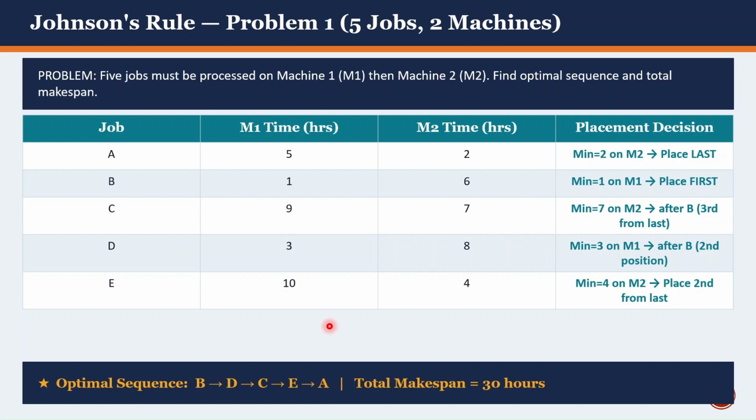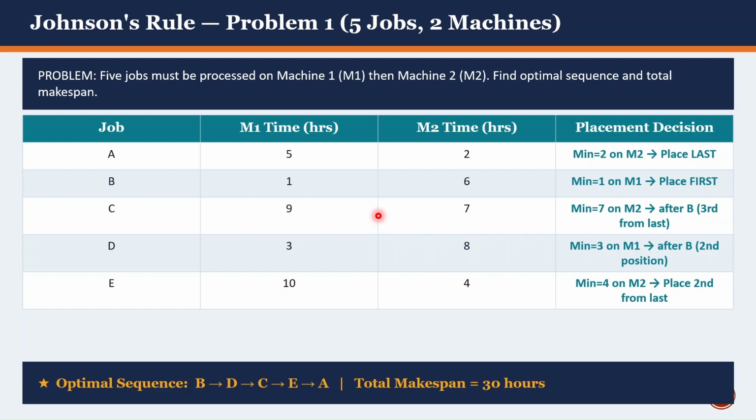So first of all, we need to check the minimum on machine 1 and the minimum on machine 2 as well. So if the minimum is on machine 2, then I have to schedule it last. Okay. So this will be scheduled last. So as it is written, minimum observed is 2 on M2, place this last. Okay. Now the minimum is 3 on M1. Again here this is 4 on M2, place second from last. Okay. So like that we have to find out.